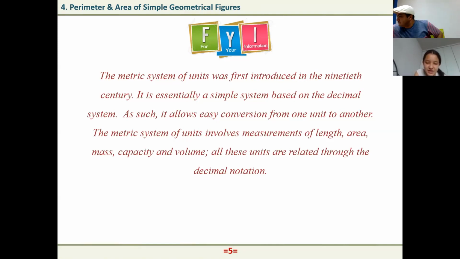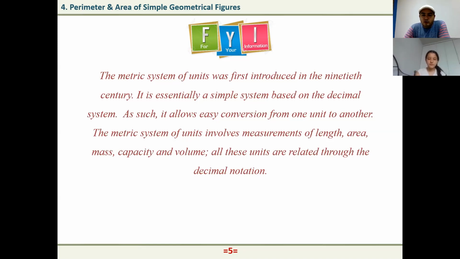A metric system of units was first introduced in the 19th century. It is essentially a simple system based on the decimal system. As such, it allows easy conversion from one unit to another. The metric system of units involves measurements of length, area, mass, capacity, and volume. All of these units are related through the decimal notation.